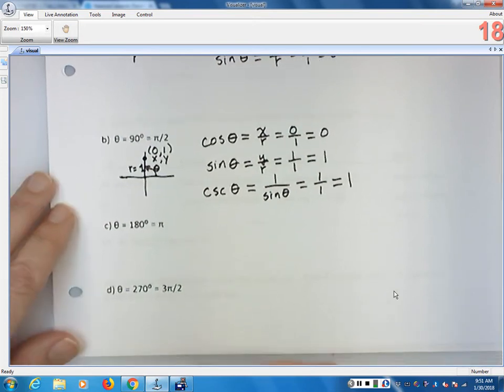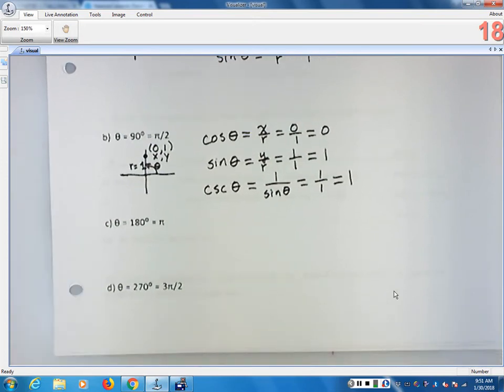So that's how you can find the trig functions at the quadrantal angles. And we can keep going. Slide.